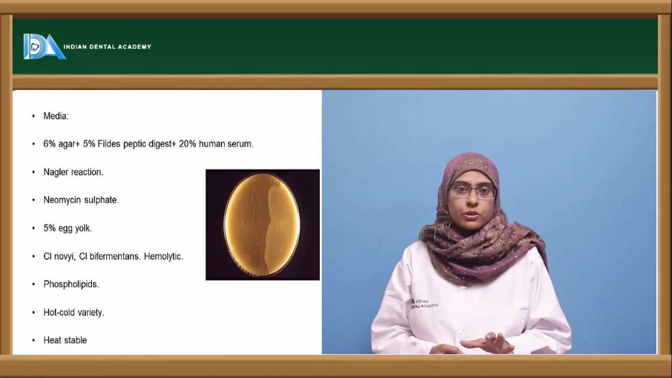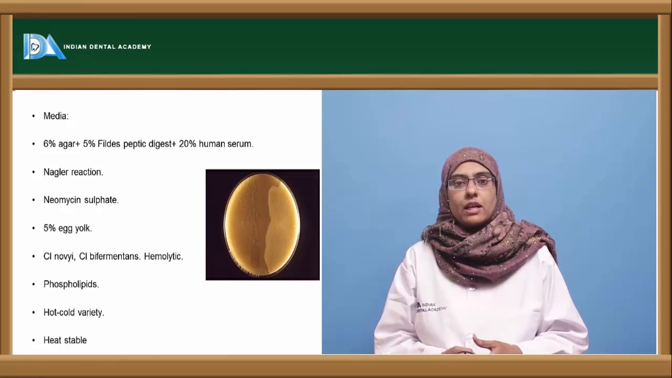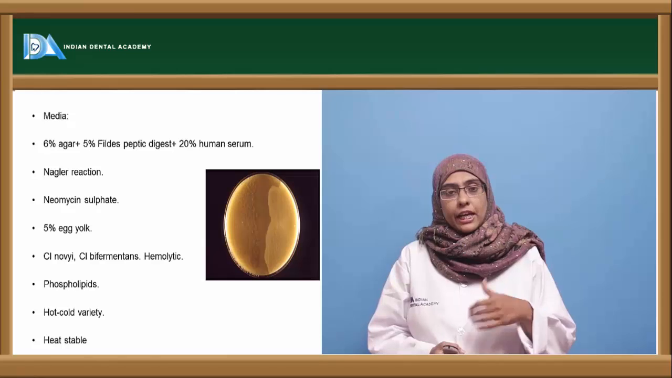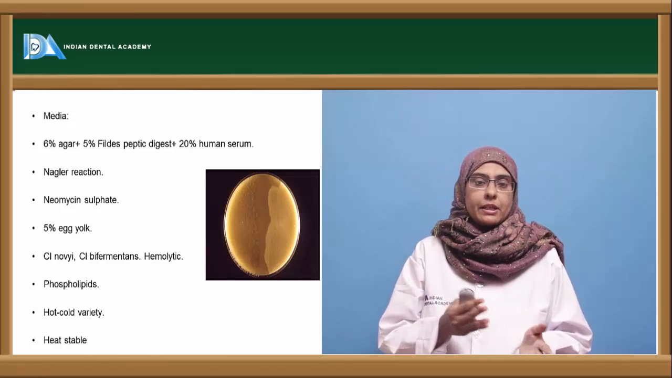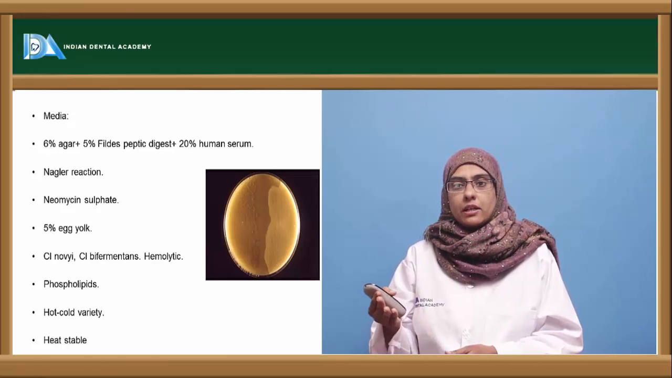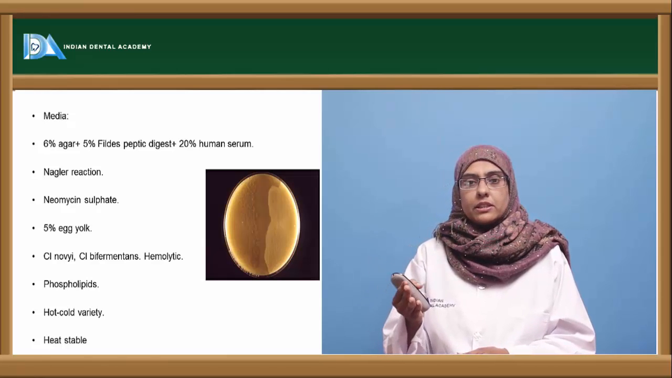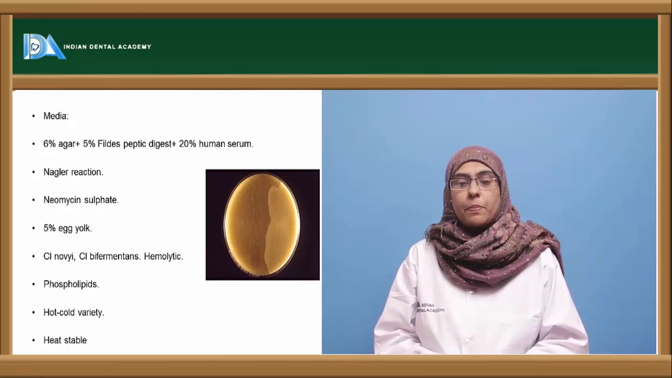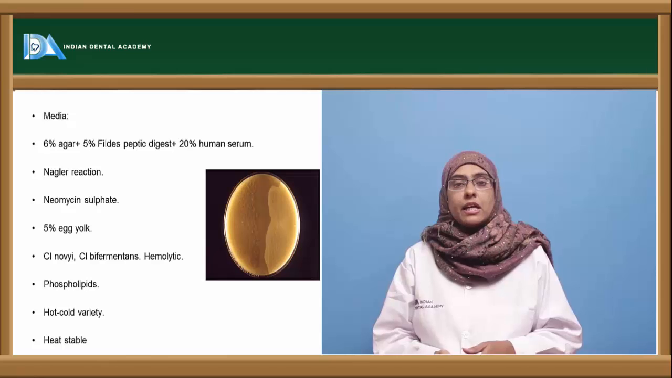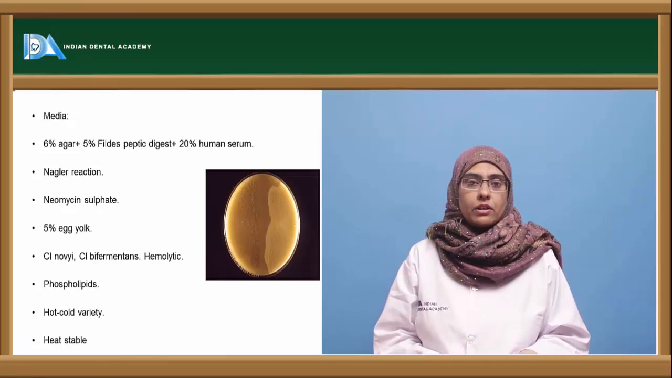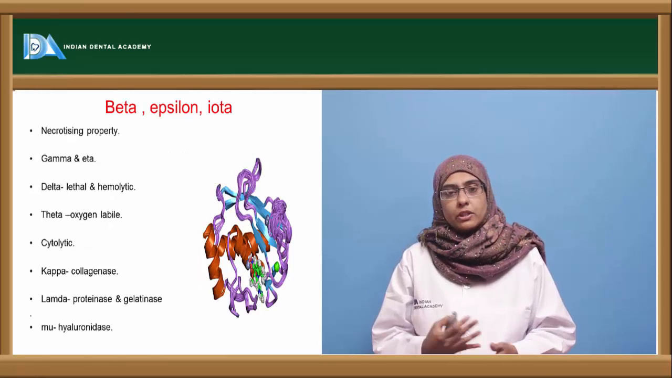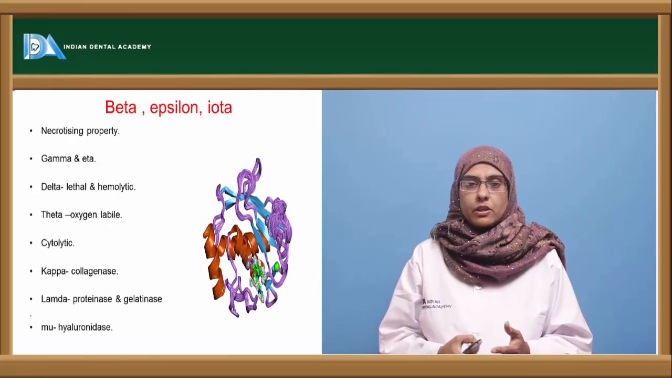This can be very well understood with the help of a phenomenon called the hot-cold phenomenon. The organism is inoculated on a blood agar, incubated at 37 degrees centigrade, and immediately after that it is chilled at 4 degrees centigrade. You can see the disruption of the hemolysis, the hot-cold phenomenon. The toxin is highly heat stable in nature and is only partially inactivated while boiling. Now coming to the other toxins, that is beta, epsilon, iota.